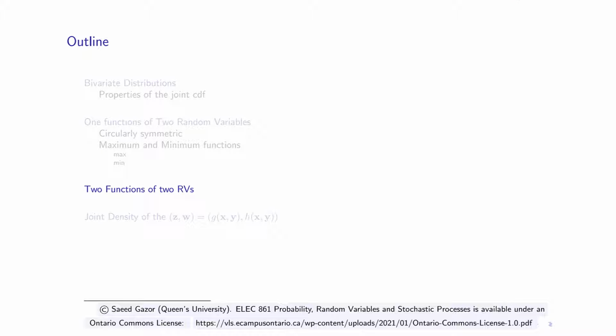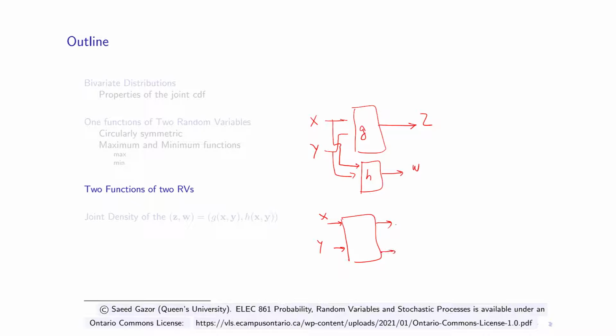So if you have a pair of random variables X and Y, giving these two to a function, let's say g, gives us a new random variable, let's say Z, and then we give these two random variables to another function h, which gives us a random variable W. So in summary, we could summarize these in a block diagram like that: X and Y go into a system which has two inputs and two outputs, Z and W. One function for Z, one function for W. We are interested in finding the joint behavior of these two random variables in terms of the joint behavior of the two inputs.